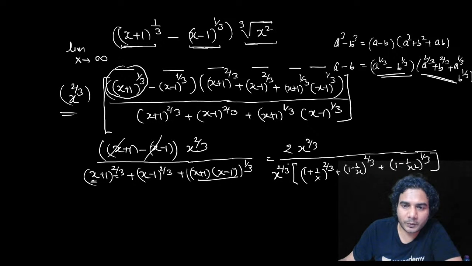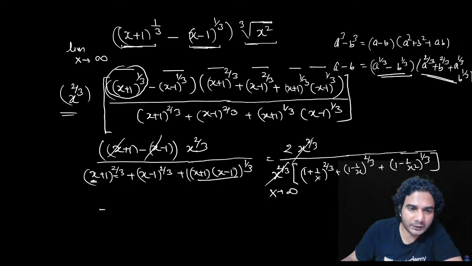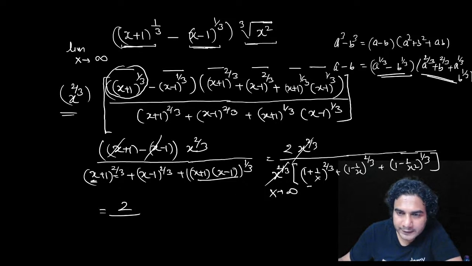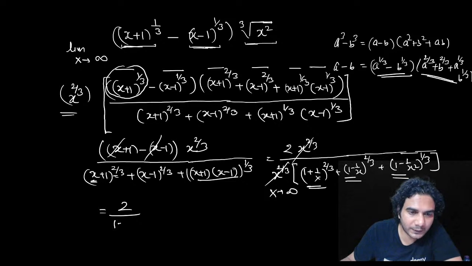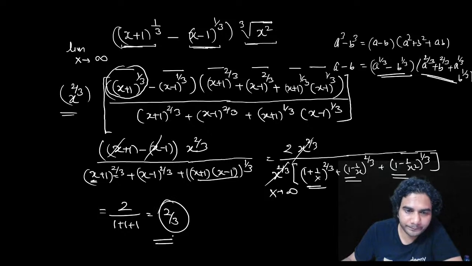Okay, now put the limit. This will get cancelled and x approaching to infinity, put the limit. So it is going to be 2 upon, this will become 1, this will become 1 and this will become 1. So 1 plus 1 plus 1. So answer is 2 by 3. Got it?